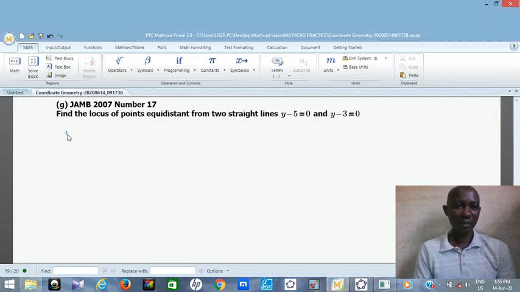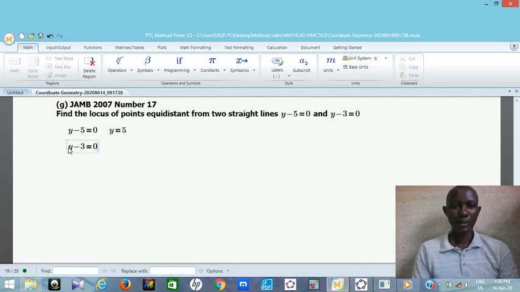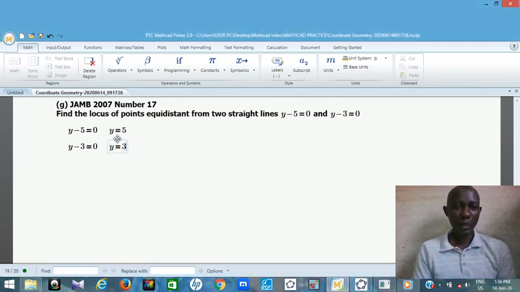So this question is very simple. All you need to do in this question is use your midpoint. Just find the midpoint. If you pick the two equations, y minus 5 equal to 0, then y will be equal to 5. Then the next one is y minus 3 equal to 0, then y will be equal to 3. Then find the midpoint of this.